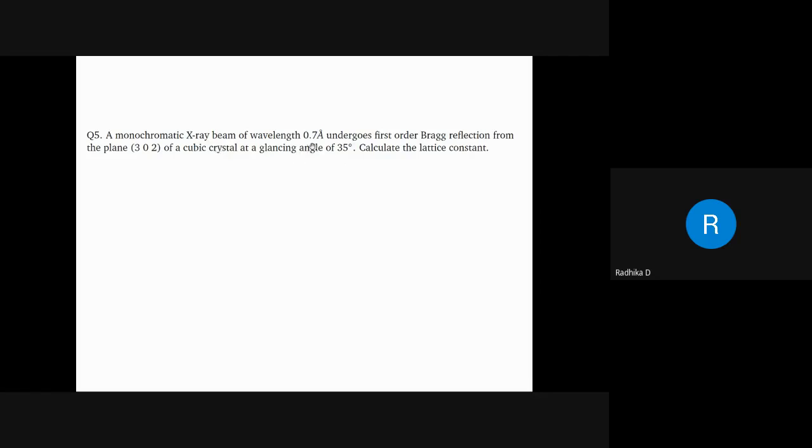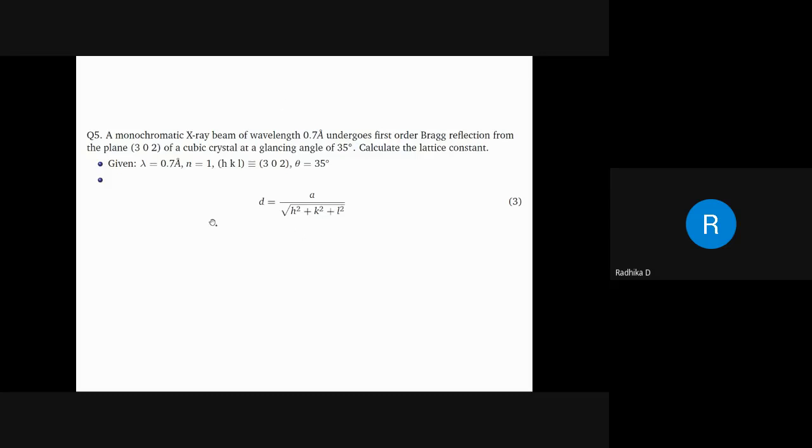The glancing angle theta is 35 degrees, and you have to find the lattice constant, that is A. How do we do it? The first step is to write down everything. Lambda is 0.7 angstrom, the wavelength of the X-ray. First order diffraction, so n is equal to 1. Miller indices 302, that means hkl is 302. Angle theta is equal to 35 degrees.